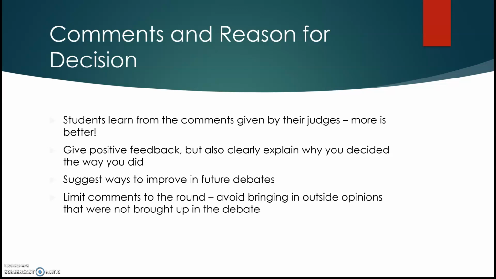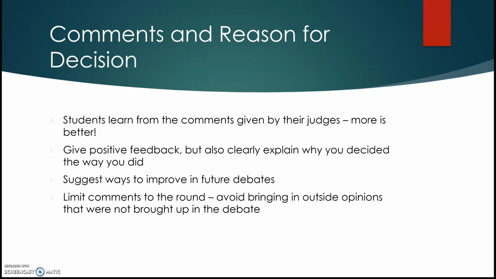Positive feedback is always important. We love for our students to get positive feedback. But also make sure that you clearly explain why you decided the way you did. It can be very frustrating for a team to have only positive notes, but then find out they lost the debate and they were ranked 3rd and 4th speakers in the round. That team wants to know what they could have done better and ways that they can improve.